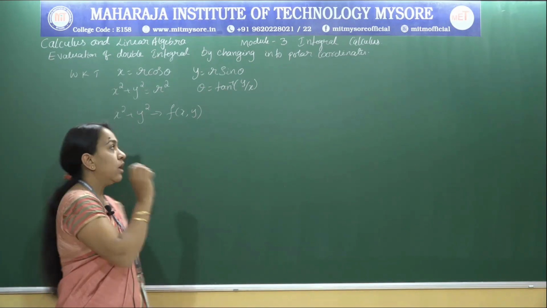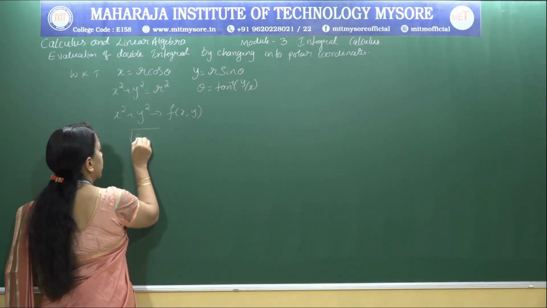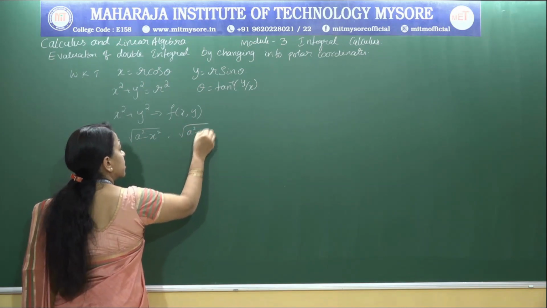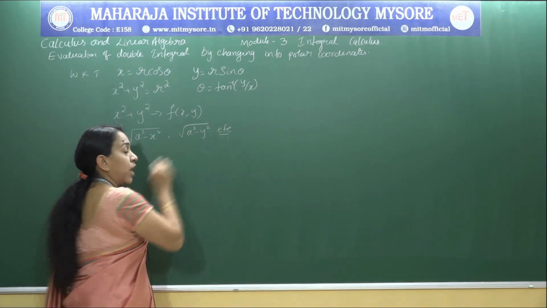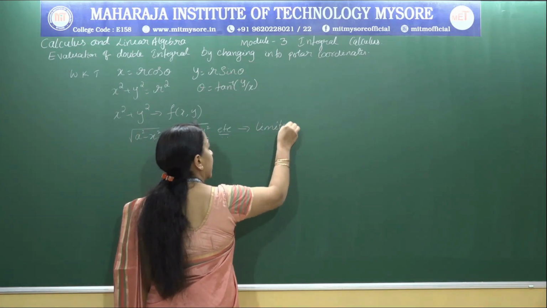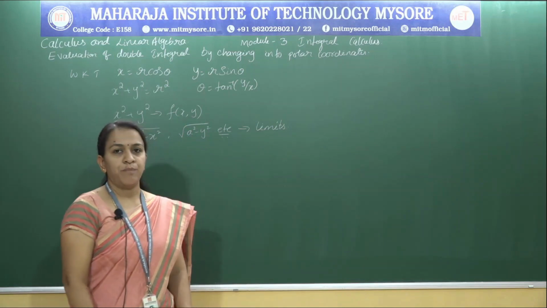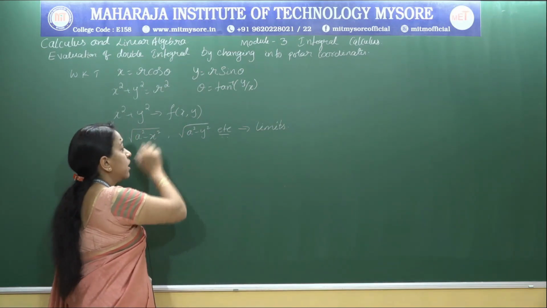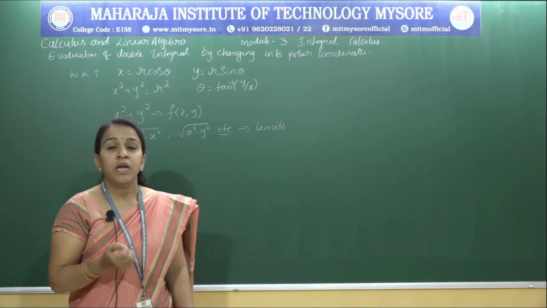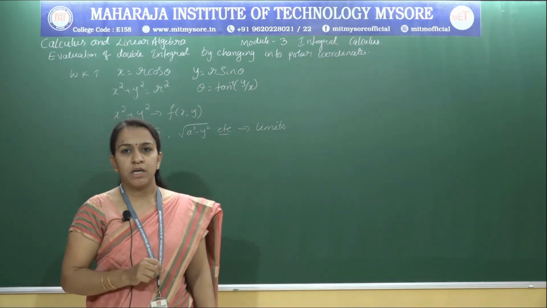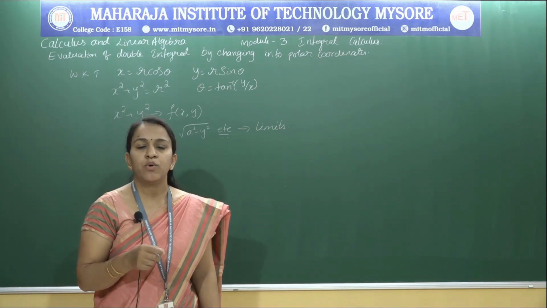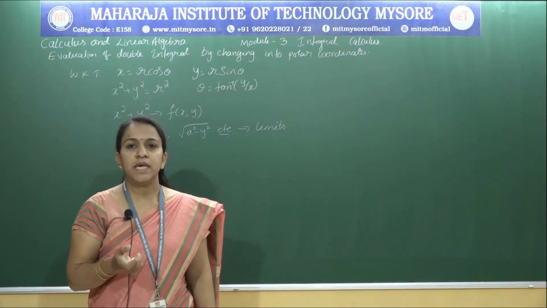And also in the limits, if we have terms like root of a square minus x square and root of a square minus y square, etc. If we have these types of terms in the limits or in the function, then we use the polar form. It will be easy to evaluate the double integral. That is why we change the given Cartesian form to a polar form.